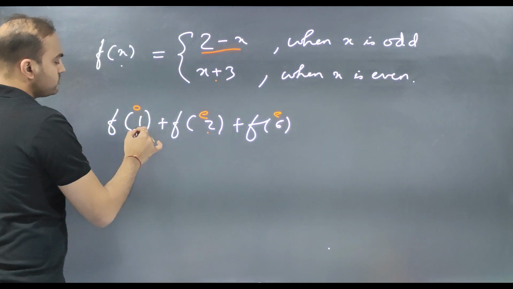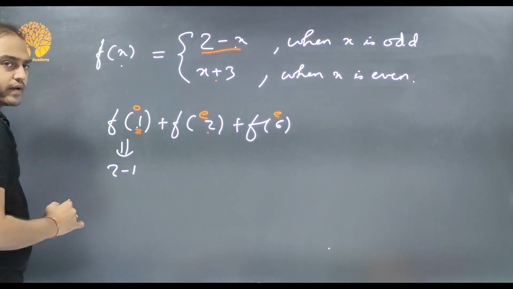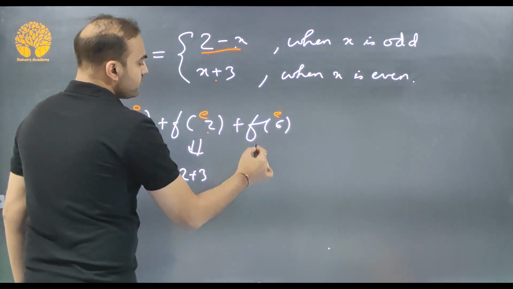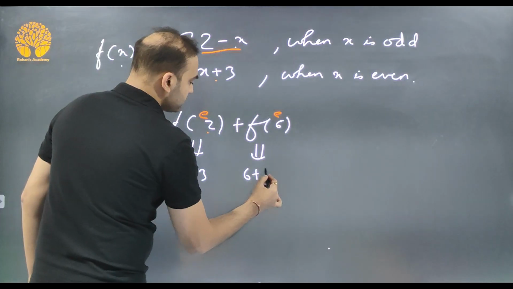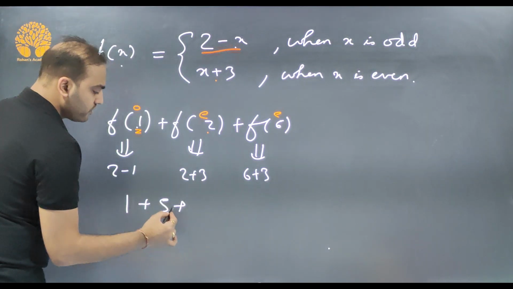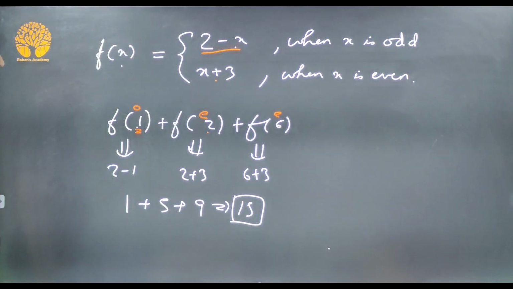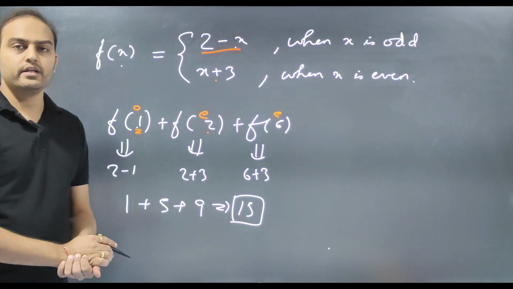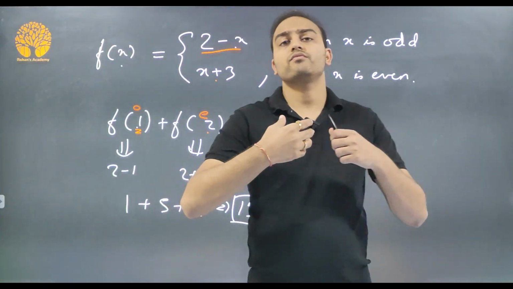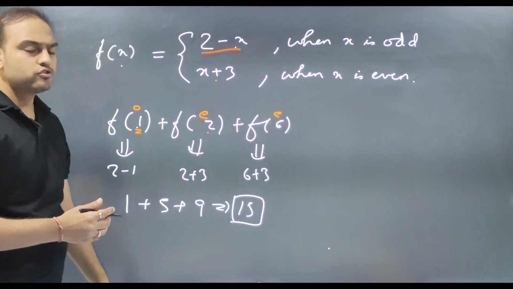f of x is 2 minus x, so if x is 1, which is odd, this, friends, will become 2 minus 1. 2 is even, so this will become 2 plus 3. 6 is also even, this will become 6 plus 3, right? So that is 1 plus 5 plus 9, that's 15. Even if step functions are given where we have different definitions or different expressions for x, do not worry, just apply the appropriate definition and solve for it.